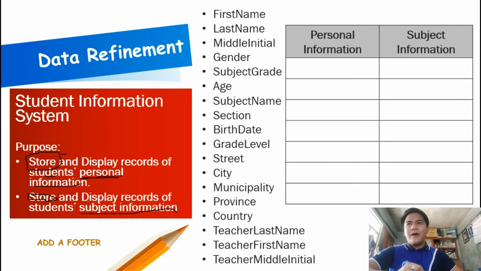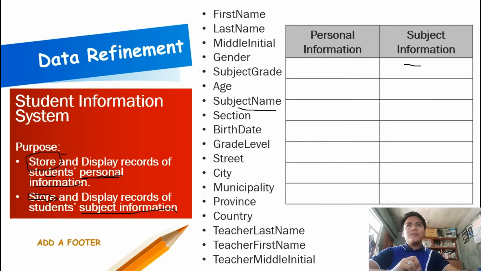So, after identifying what tables are needed for our database based on its purpose, we are now ready to distribute the different field names that are needed on our tables. Once we said personal information, ano ang mga field names na ilalagay natin sa personal information? So, ilalagay ba natin si subject name kay personal information? No, because subject name is not personal information. Subject name is pertaining to your subject. That's why we are going to put the field name subject name into the subject information.